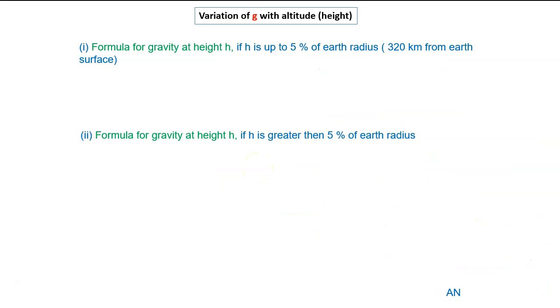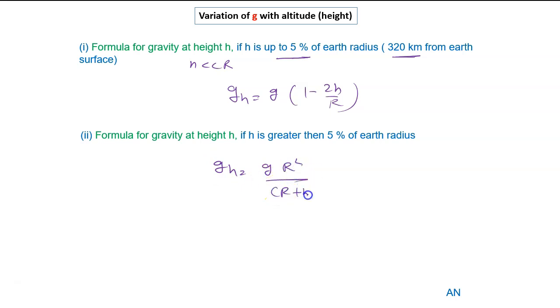So finally, the formula for the gravity at any height h: if h is up to 5% of the earth radius, that is about 320 km from the earth's surface, in that situation we will write h is less than R, and we will use the formula gravity at any height h is given by g times 1 minus 2h upon R. But if h is greater than 5% of the earth radius, meaning greater than 320 km from the earth's surface, then we will use the formula g_h is given by g R square upon R plus h whole square.